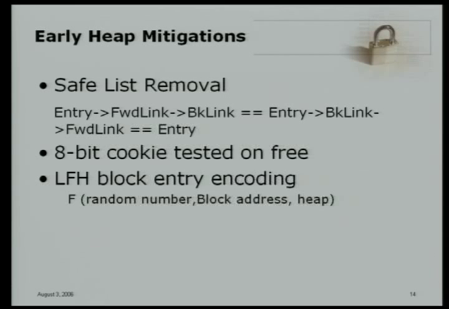We go back to the previous block, and following the forward pointer, we have to reach the same entry. If these conditions are not met, we do not write anything in the memory, so we deter this arbitrary write that used to be very common before. We also have an 8-bit cookie that is tested on free, but also very significant seems to be the encoding of the low fragmentation heap entry.